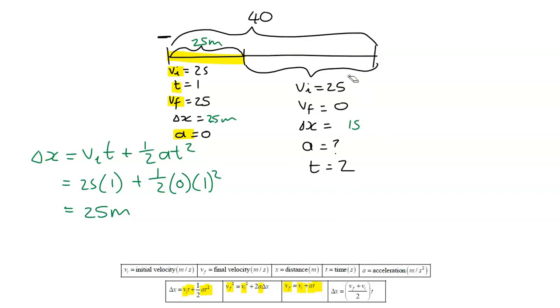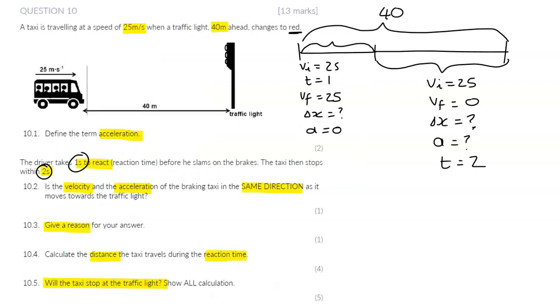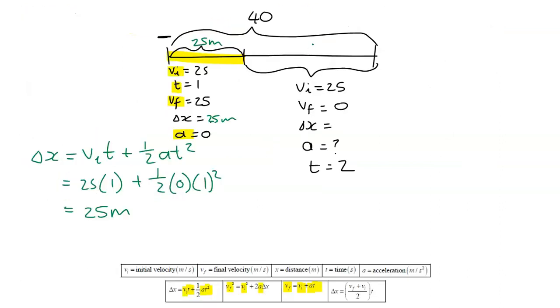The only thing here that I can determine is the acceleration. Although if we look at the question, they say the taxi stops within 2 seconds. Now I'm going to write the 15 over there because I'm not sure if this taxi will actually be able to stop in the time allocated. Let's determine if he starts with the initial velocity of 25 and he actually does come to a stop within 2 seconds. How far will he move?